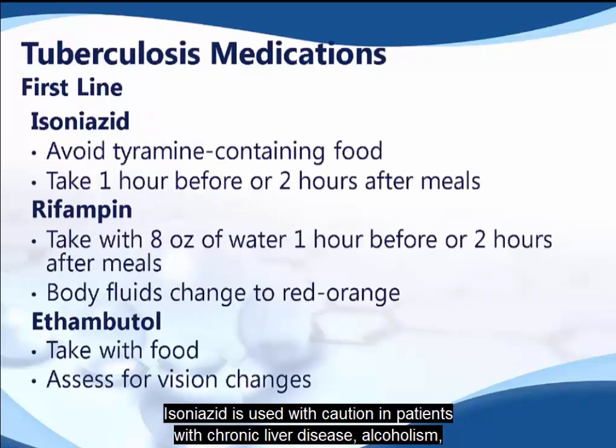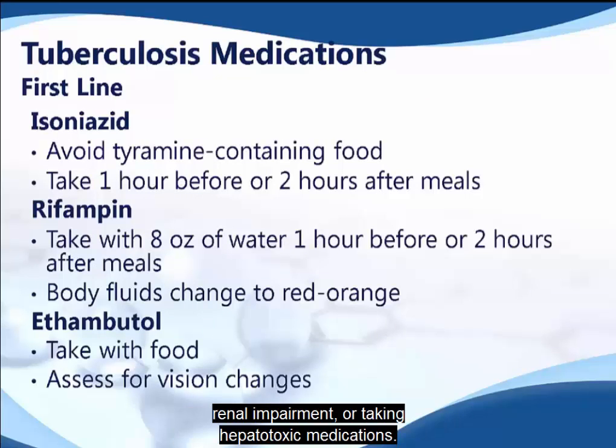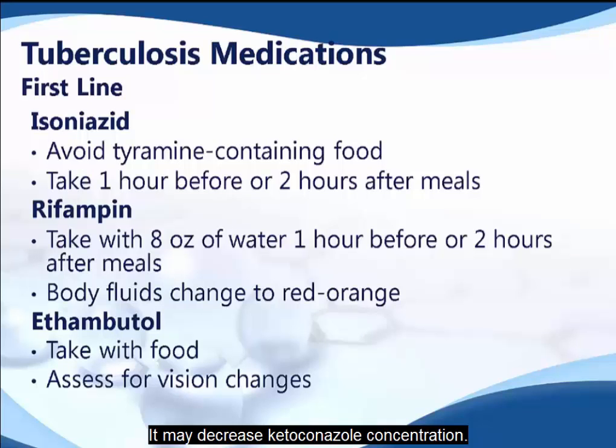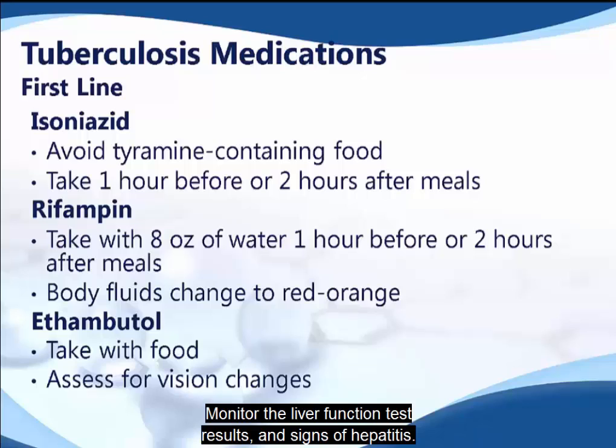Isoniazid is used with caution in patients with chronic liver disease, alcoholism, renal impairment, or taking hepatotoxic medications. It may decrease ketoconazole concentration. Monitor the liver function test results and signs of hepatitis.